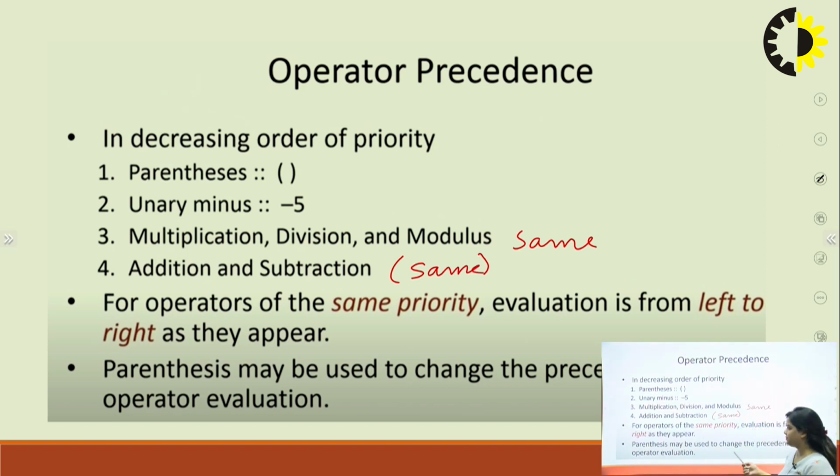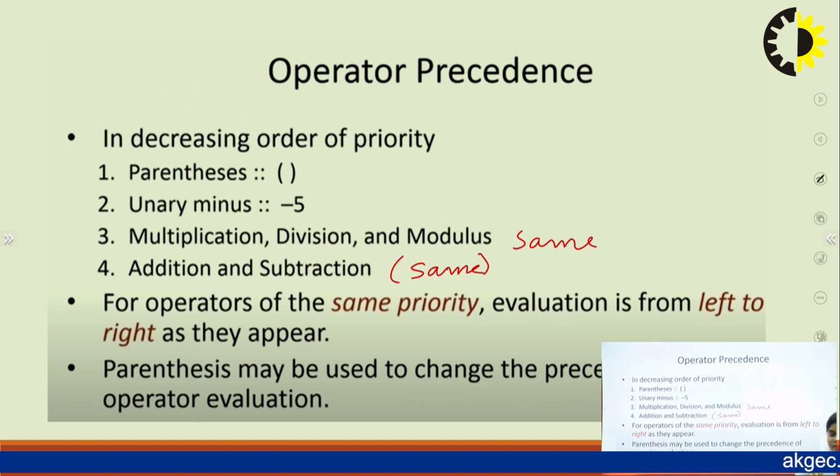For the operators of the same priority, if these are available in an expression with the same priority, then the evaluation starts from left to right, right? We'll see in further slides. Parenthesis will be used to change the precedence of the operator evaluation. All right.